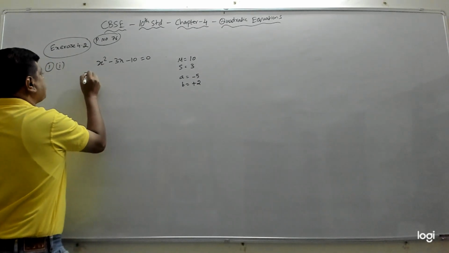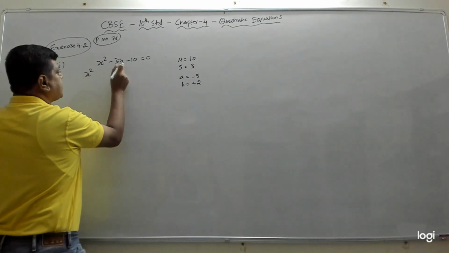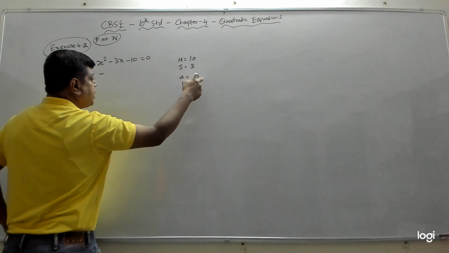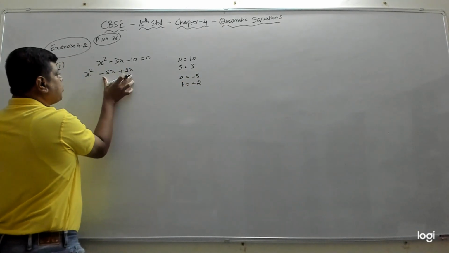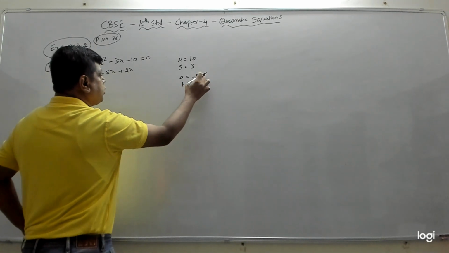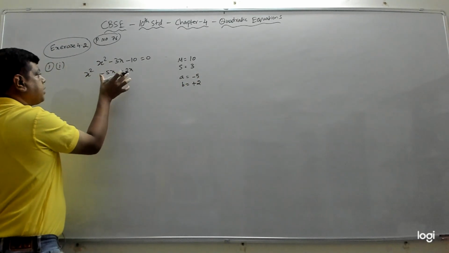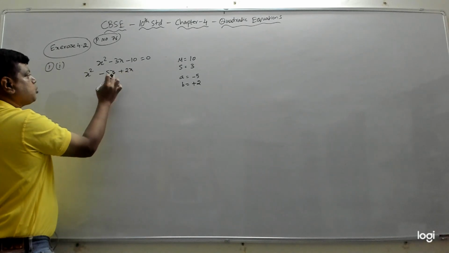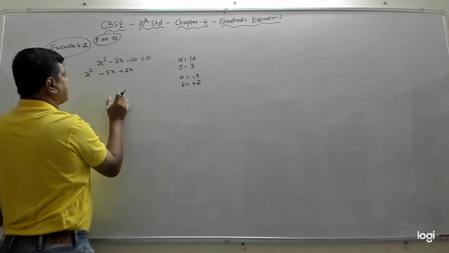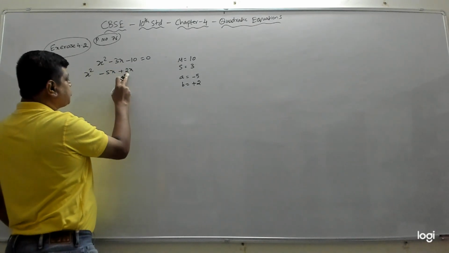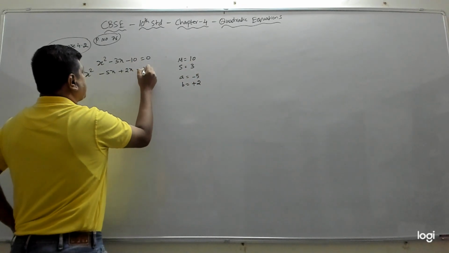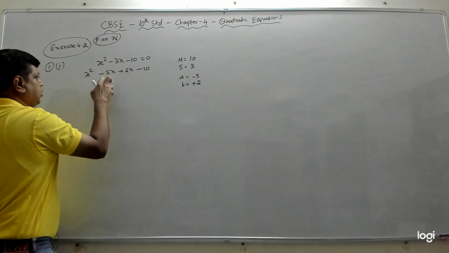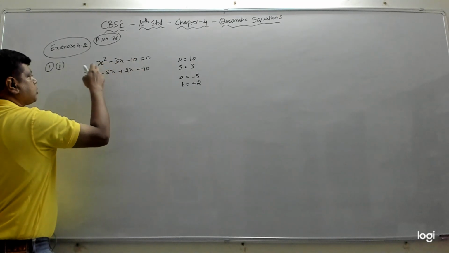So this expression will become x square. I am writing this minus 3x as minus 5x plus 2x. So to find these two only, we are finding these two numbers. Because minus 3x can be written as minus 5x plus 2x, which gives you minus 3x. To find this minus 5 and plus 2, we have to check this condition. So now this minus 10 I am writing as it is, this minus 3x alone is written into two terms, and x square is written as it is.